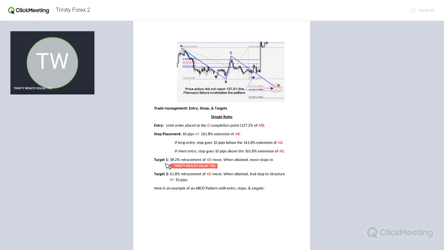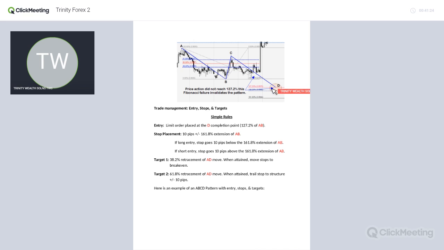TP number one, or rather target number one, will be at 38.2% retracement of AD move. AD, remember this is AD, all right? So our target number 1 will be at 38.2% retracement of AD move. When it's attained, you can move your stops to break even, all right? And then your second target will be at 61.8% retracement of AD move. So when attained, trail stop to structure plus or minus 10 pips.